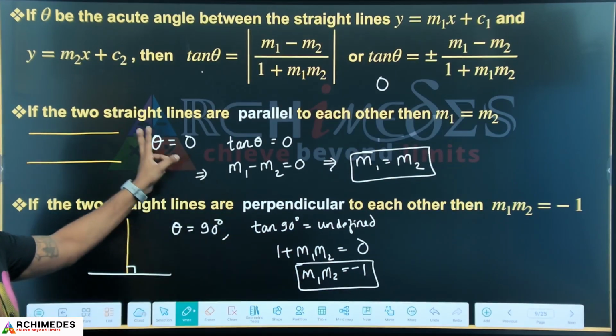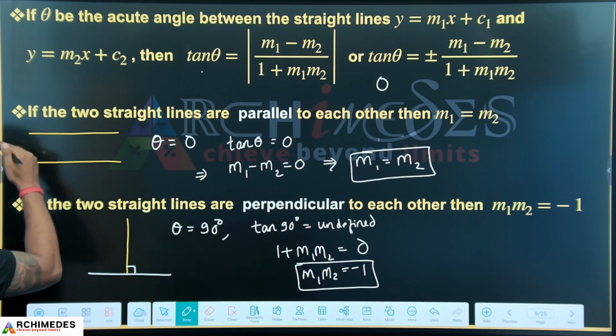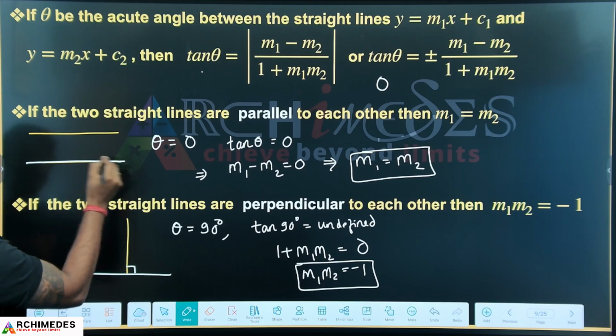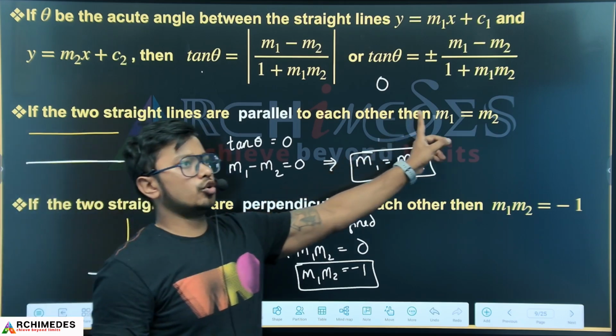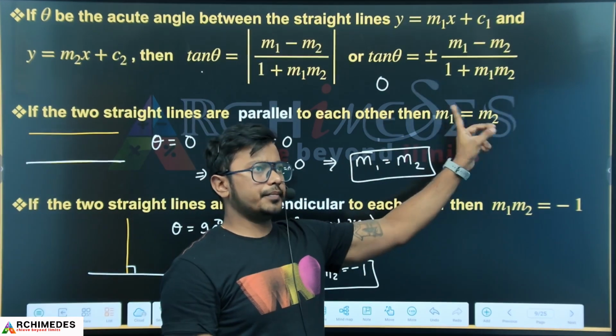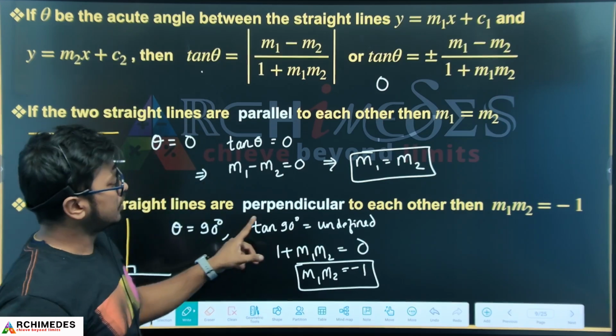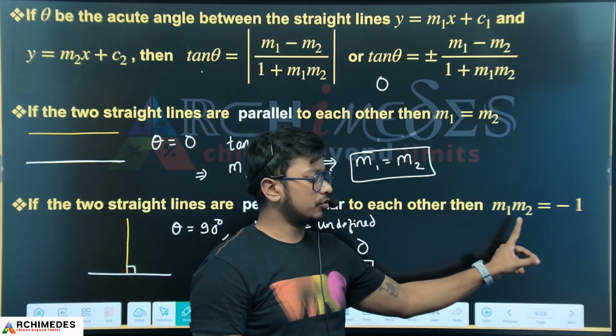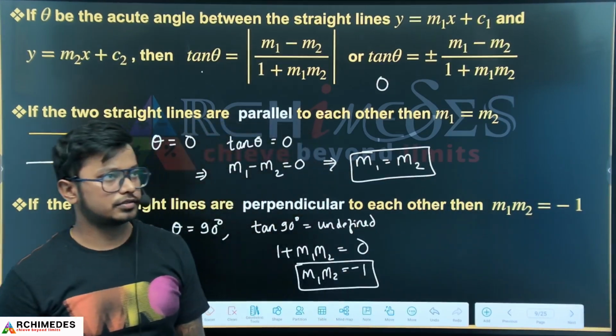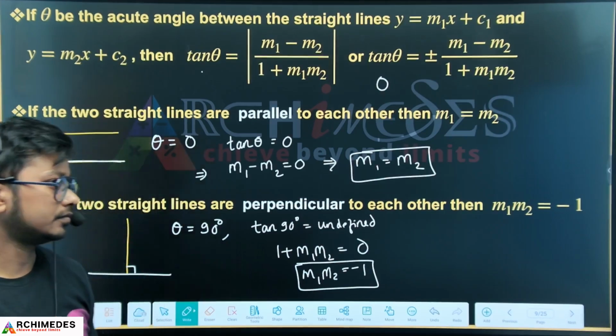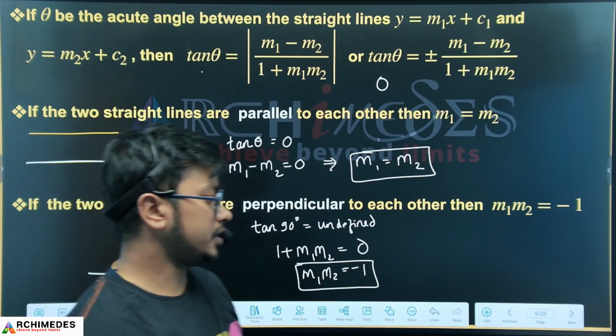So in this way, if two lines are parallel, then the slopes are the same. Remember that. If the two lines are perpendicular, then if you multiply the slopes, you will get minus 1. Clear? So copy this up to here.